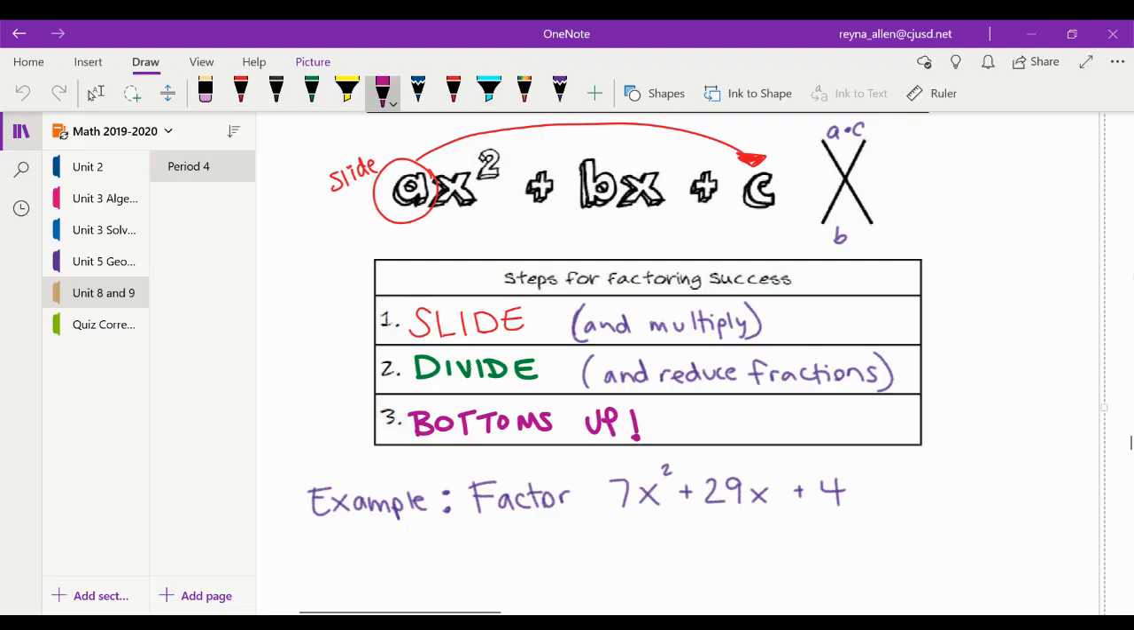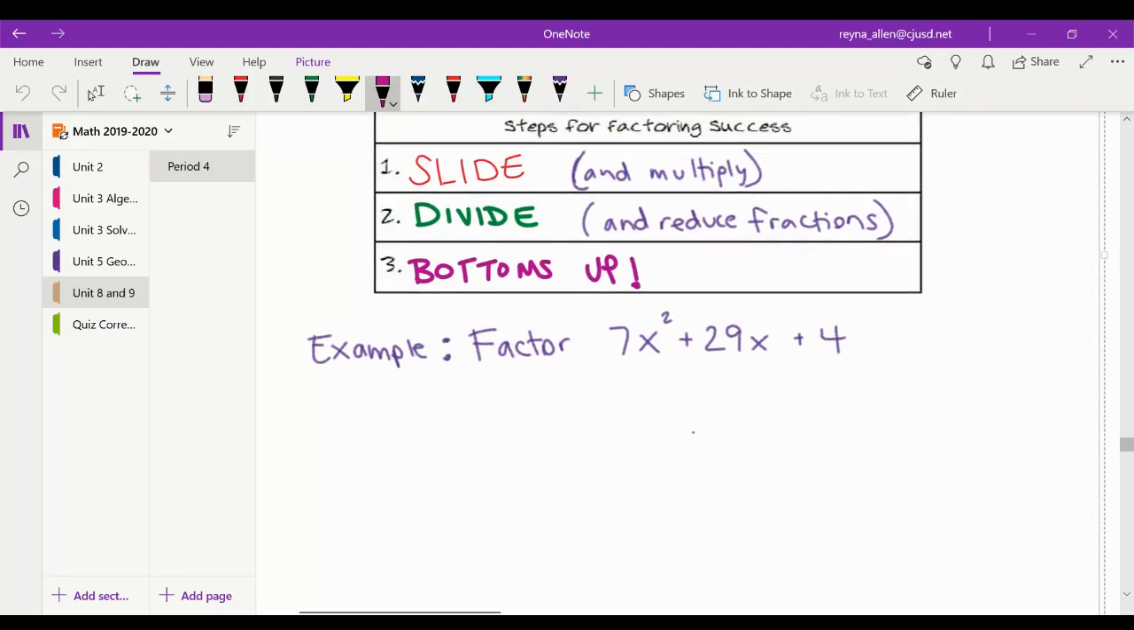Step 2 is to divide. So whatever number your a is, you're going to divide your factors by a. You will simplify those factors, and then any ones that don't simplify, it's called bottoms up. So you're going to take the denominator and move it in the front for your leading coefficient. So let's see what that looks like. So step 1, slide.